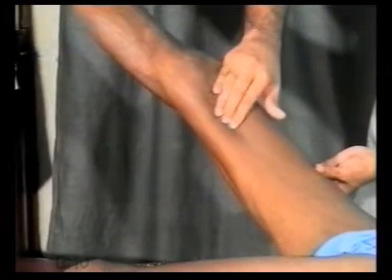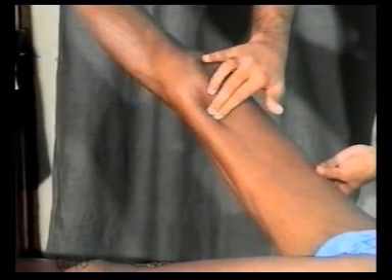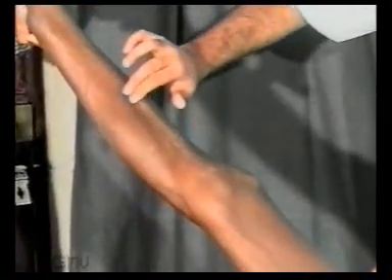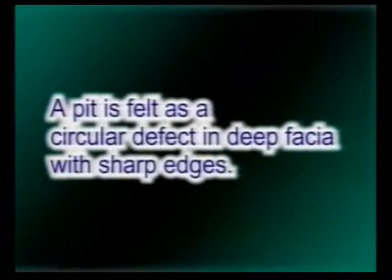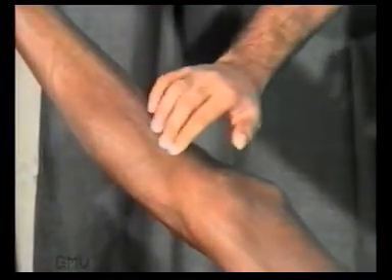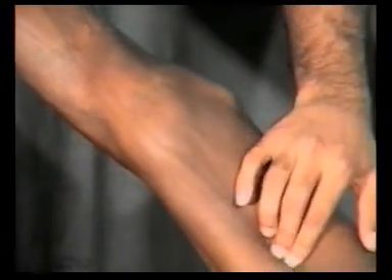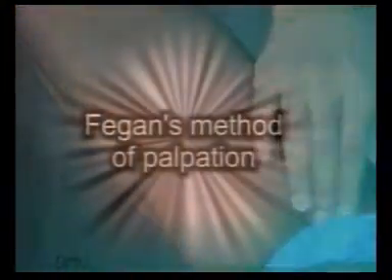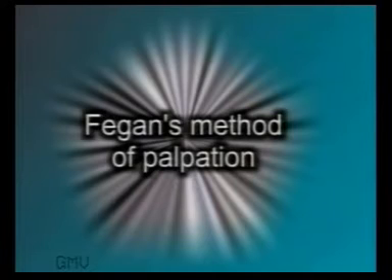Now palpate the deep fascia along the course of the vein, more carefully at the site of blowouts if any, to look for pits in the deep fascia. A pit is felt as a circular defect in the deep fascia with sharp edges and indicates the site of a dilated perforator. If a pit is felt, mark it with a cross with a skin pencil. This is Fagan's method of palpation for detection of incompetent perforators.